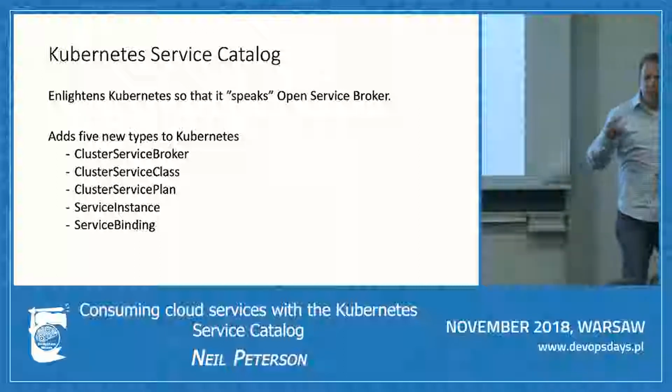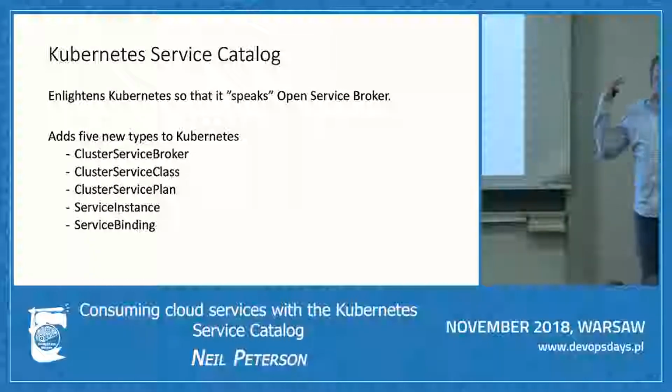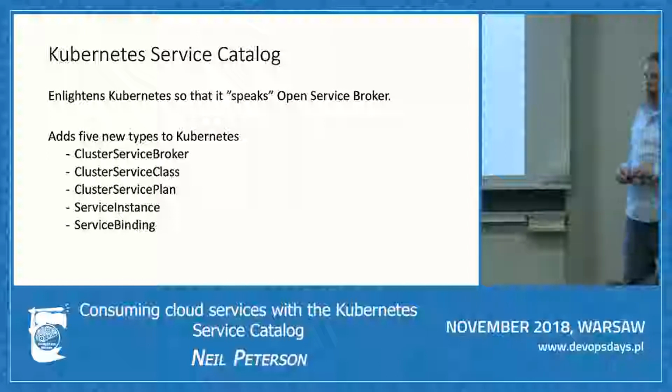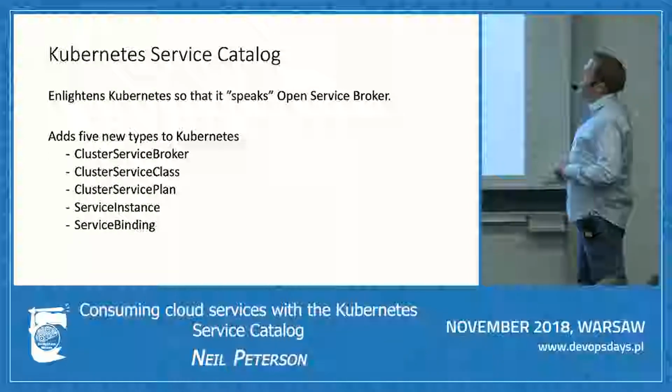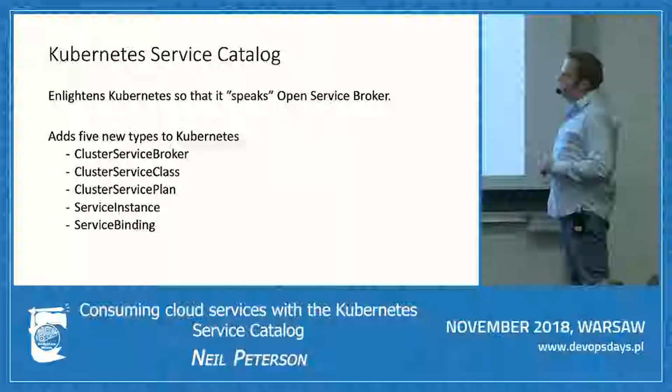So it's basically just a package that we install in a Kubernetes cluster that enlightens Kubernetes to now understand and be able to interface with an Open Service Broker API. And when we install Service Catalog, it adds 5 new types to Kubernetes.